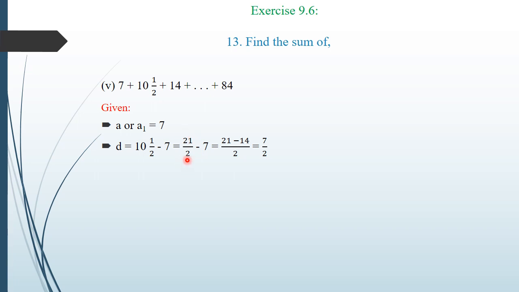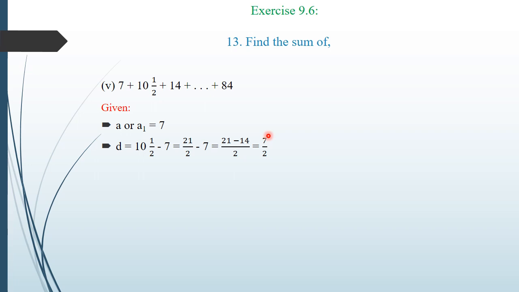Now we know how to subtract these two terms when a fraction is given to us and that has to be subtracted from a whole number. In that case, we're going to take the denominator 2 as the LCM here, and 1 is multiplied to this 21 and 2 is multiplied to 7, and that becomes 14.